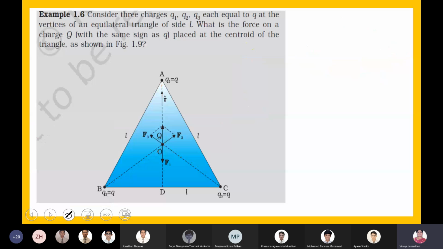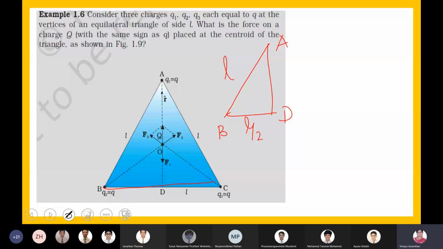Are you clear, boys? Now we'll go for this one. Let us find AD. You complete the record, I'll come in 5 minutes. Can you find AD? This length is L. Boys, it's an equilateral triangle, so this will be L by 2. Is that not L by 2? Yes, ma'am.